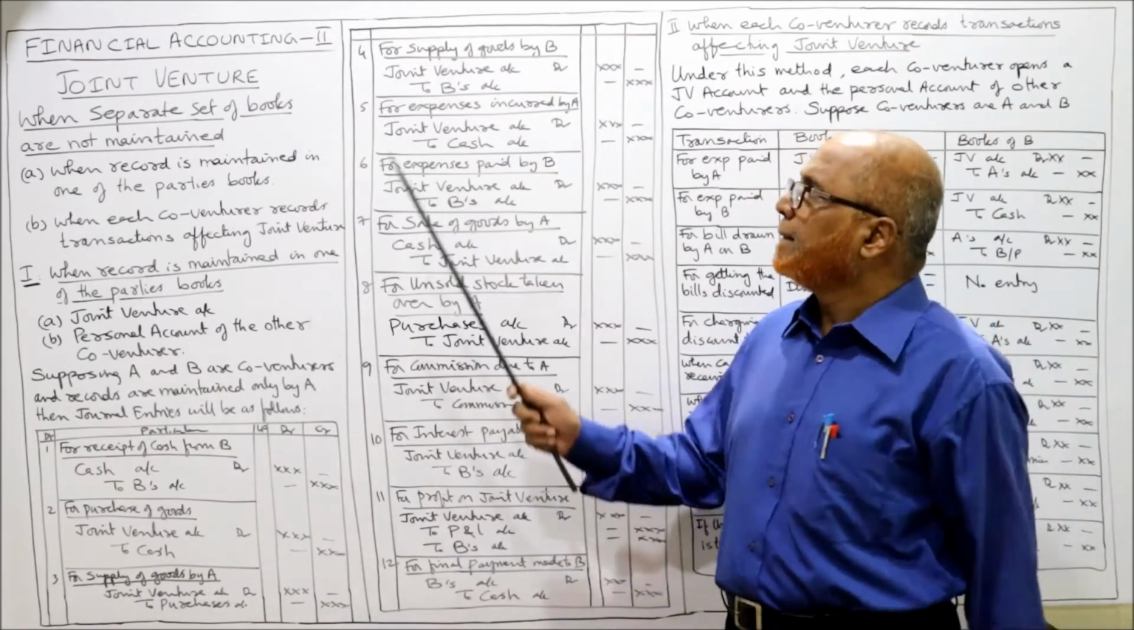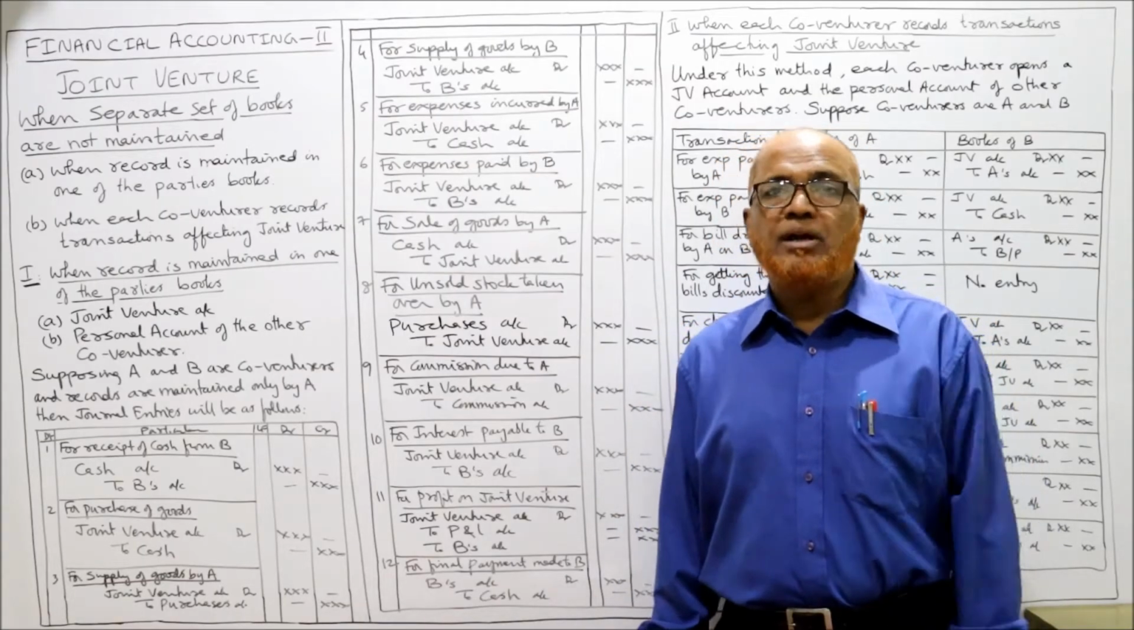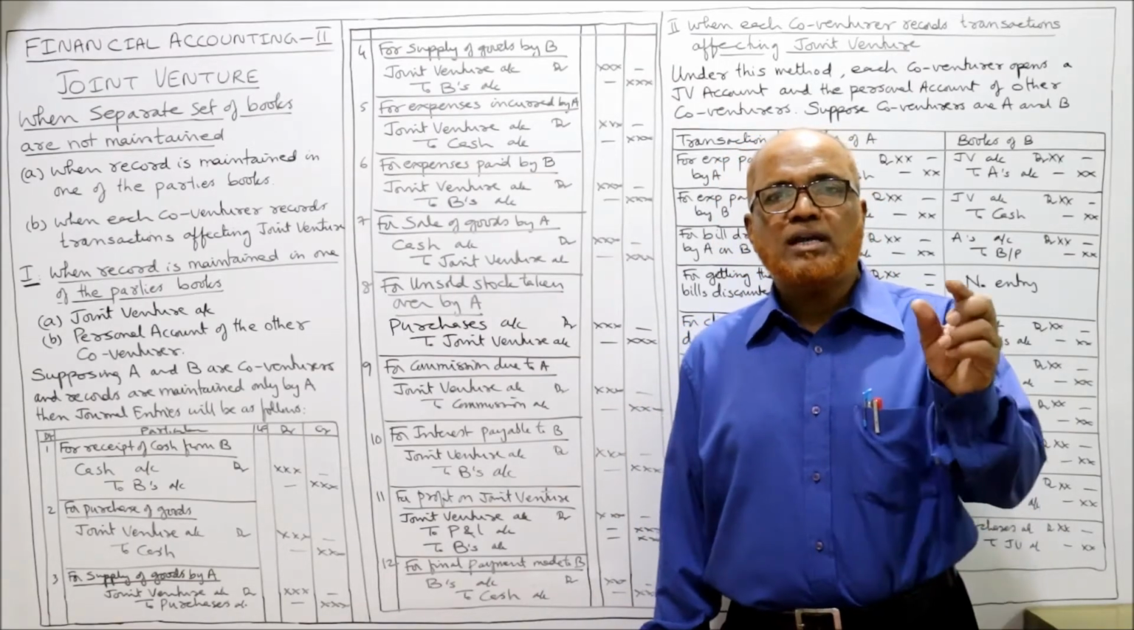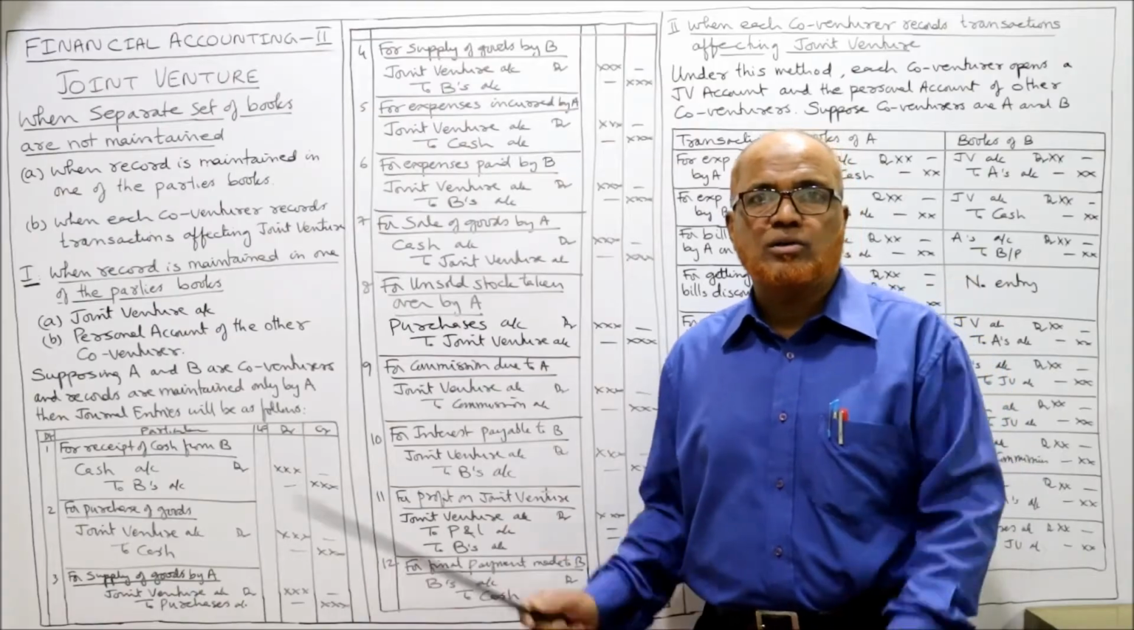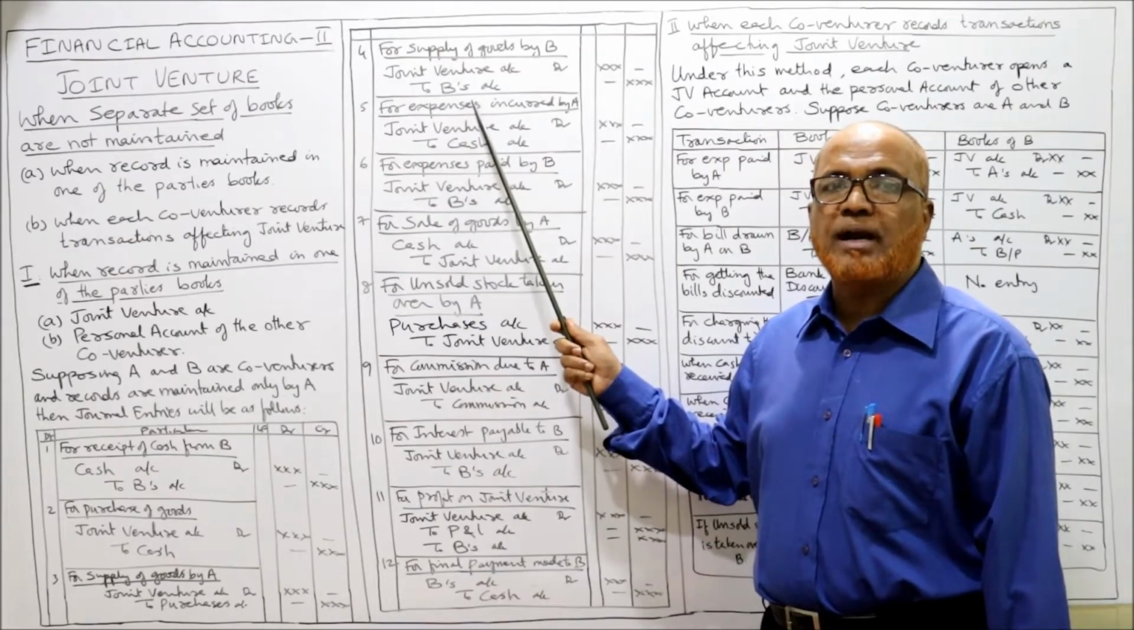A will pass. For supply of goods by B, sometimes some goods will be supplied by B also. So entry will be joint venture account debit to B's account, being the goods supplied by B.